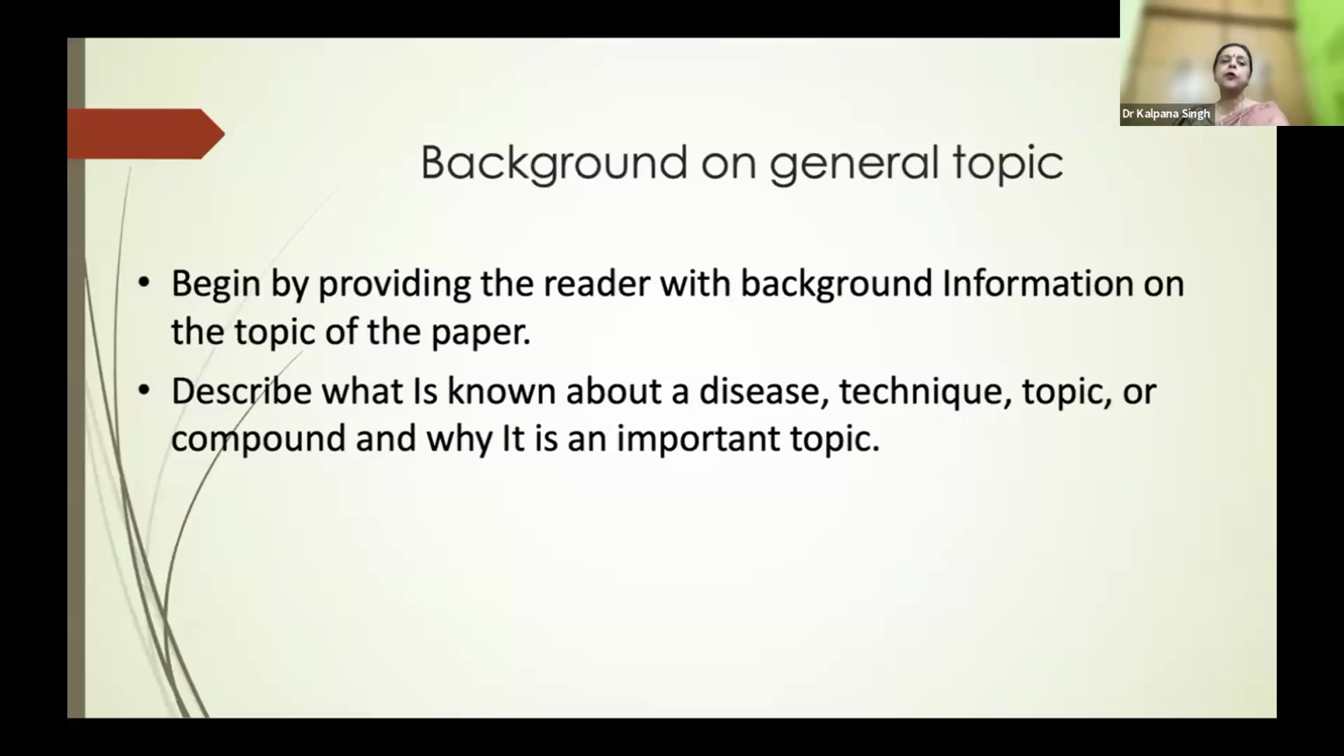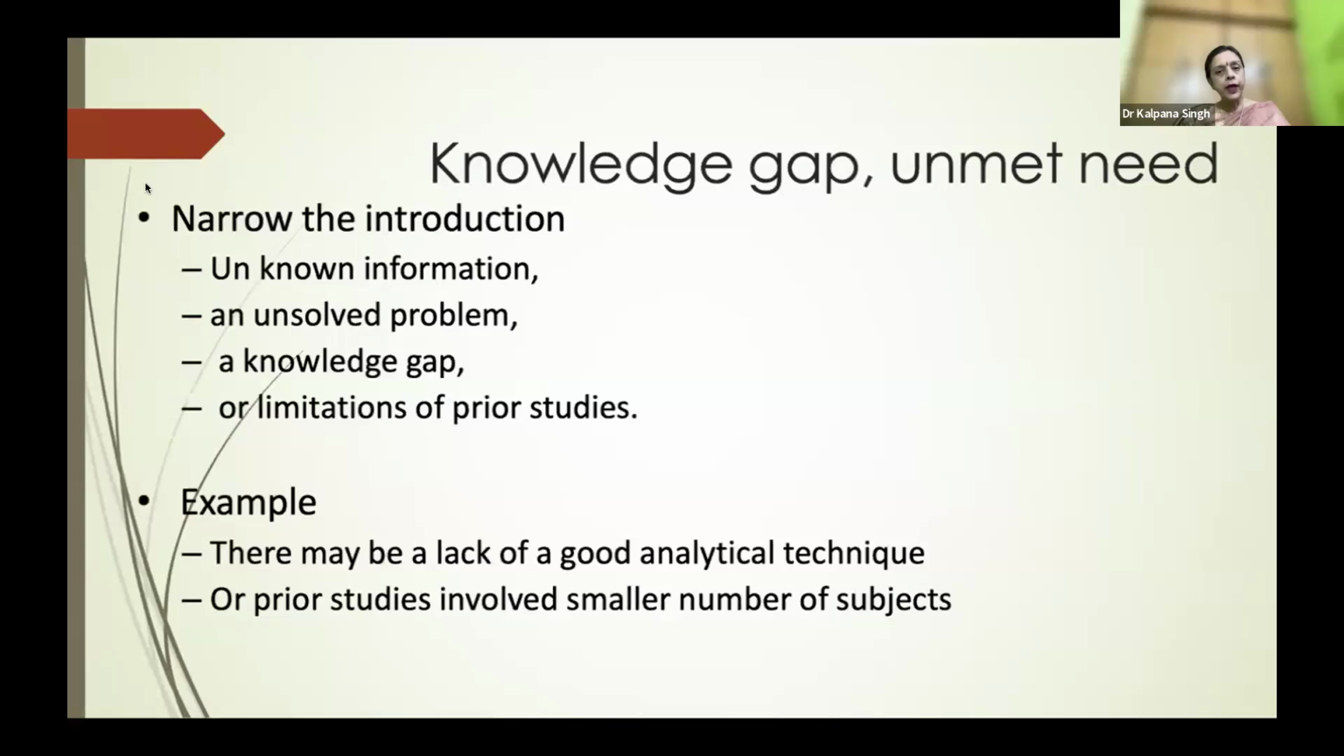So we begin with providing the reader with background information on the topic of the paper, describe what is known about a disease, technique, topic, or compound, and why it is an important topic. Then we narrow the knowledge gap. Then we define the unmet needs. So narrow the introduction. Unknown information, unsolved problems, or the knowledge gap, these are focused then. And after this, we highlight the limitations of the prior studies.